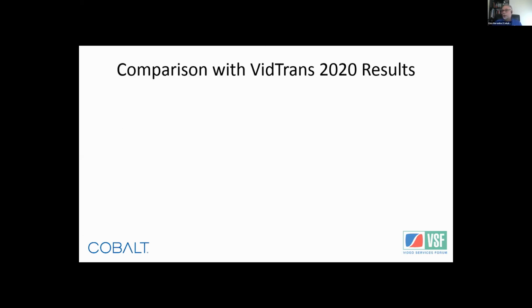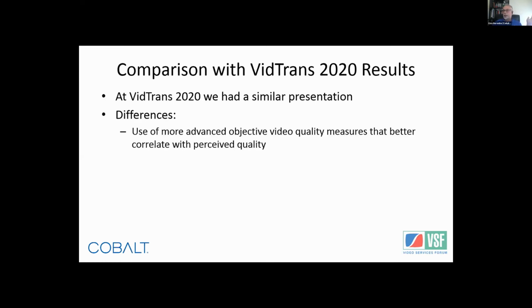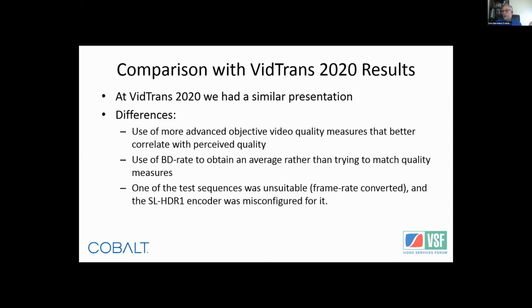I have access to these guys, I had them review this paper as well. So why are we talking about this again? We didn't talk about it in VidTrans 2020. We had a similar presentation, but we now use more advanced quality measures that better correlate with video quality, and we switched to BD rate. And we still found, and I'll be frank, we screwed up in one of the sequences. It was frame rate converted and was a misconfiguration. But that's the one where SL-HDR1 went way worse. Okay, we found problems with that.